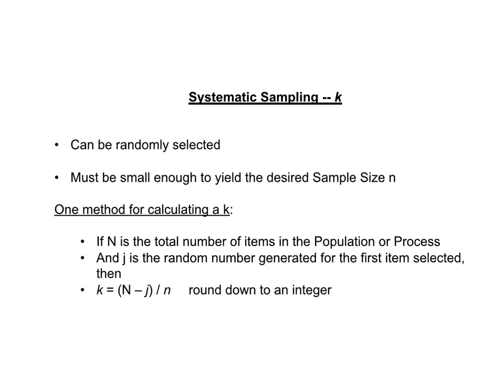To continue about systematic sampling, k is a number which tells us how many items to skip when picking the next item from the sampling frame. K can be randomly selected, but it must be small enough to yield the desired sample size n. Here's a method for making sure it is small enough. If capital N is the total number of items in the population or process, and if j is the random number generated for the first item to be selected, then k equals the quantity N minus j divided by small n, the sample size. Round down to an integer.